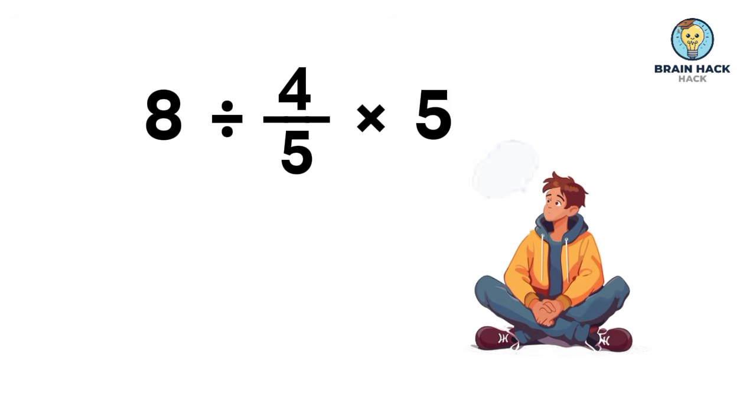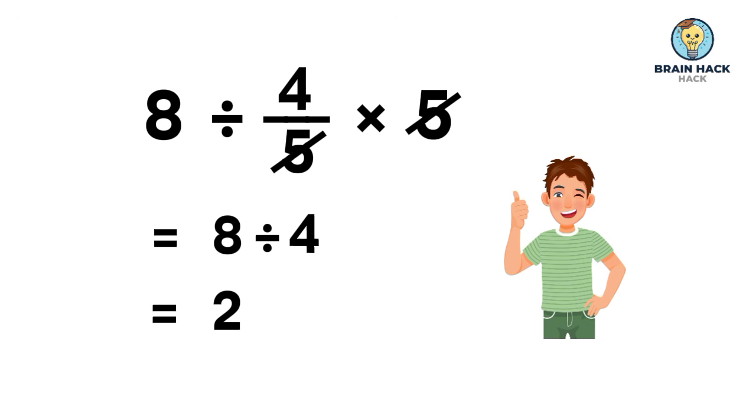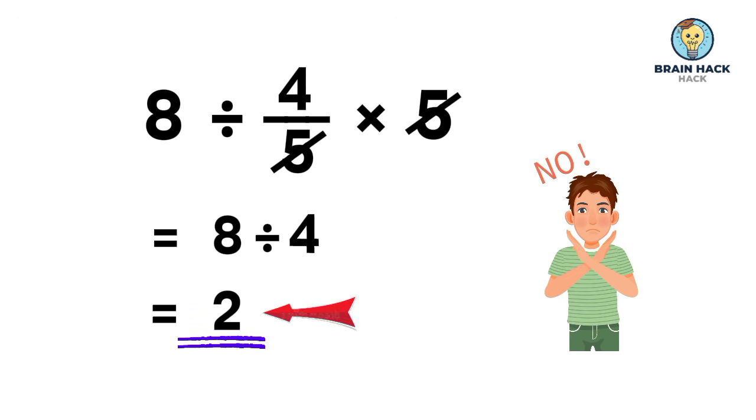Some people might look at this expression and think, first, I will multiply 4 over 5 by 5. The 5's cancel, leaving 4. Then 8 divided by 4 equals 2. So they quickly conclude that the answer is 2. But this answer is not correct.